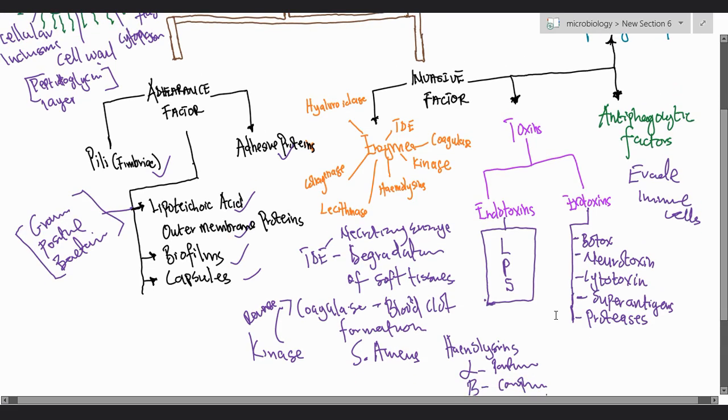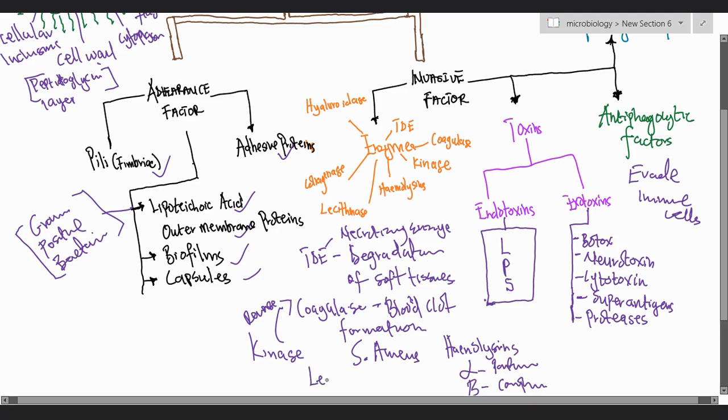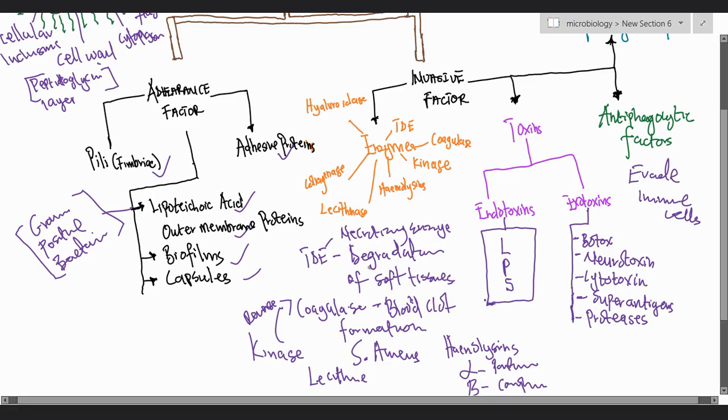Then we have the lecithinase. So the lecithinase is also an enzyme that breaks down lecithin. The lecithin components are mostly found in the structure of the cell membrane, and in some other tissues as well. So the bacteria will break this lecithin down, and as a result will destroy tissues or will destroy the entire structure of the cell membrane. Then we also have the collagenase. So the collagenase too.